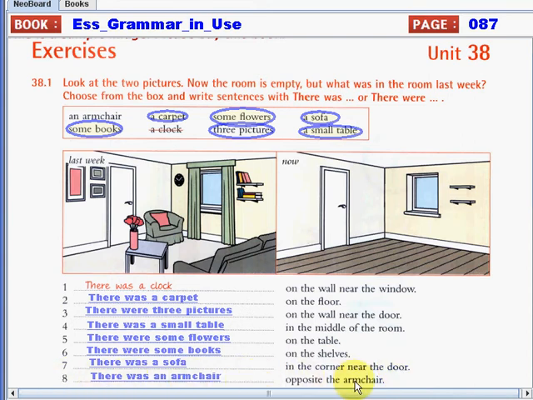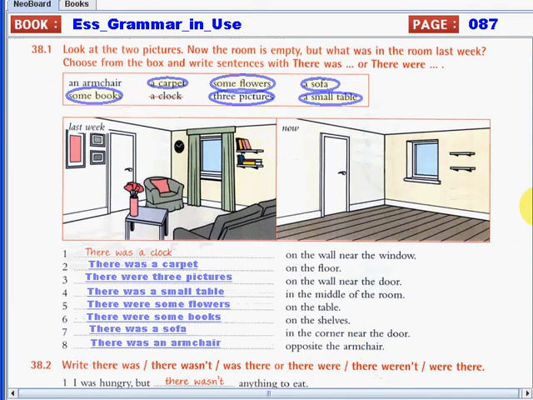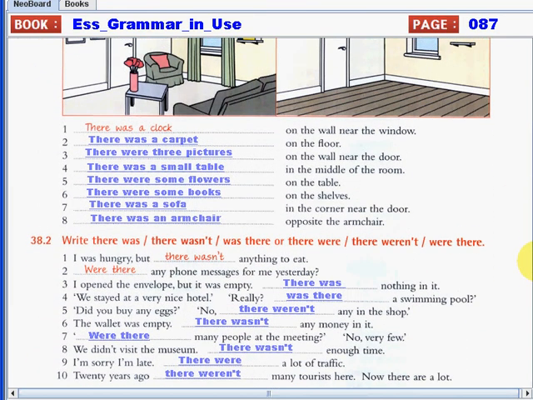Blank opposite the armchair. So let's look at the sofa here. Okay, so this is the armchair and opposite it is? Yes, okay, so this is an armchair. Okay, so in singular form and in past tense, we will write there was an armchair opposite the armchair. So now you know how to use there was and there were. Okay, let's go now on the second exercise here.